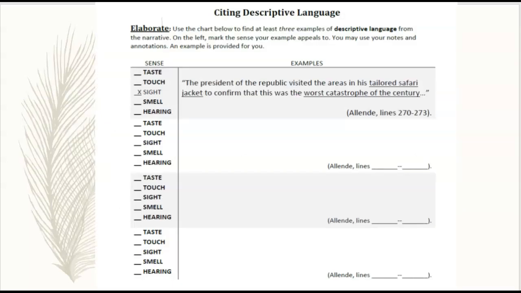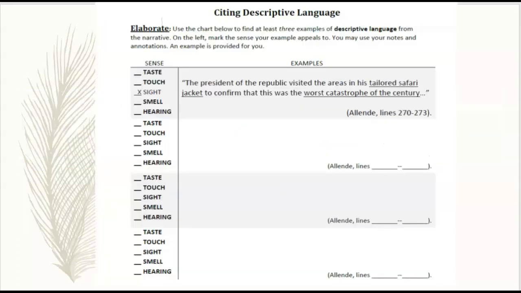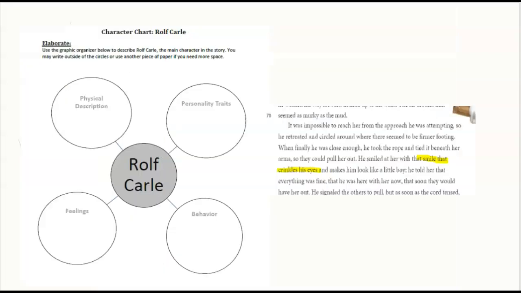Okay, which sense does that one appeal to? Taste, touch, sight, smell, hearing. Okay, you could write that one down. Another one I found was around line 211, where it talks about how they were shaking with cold. So again, which sense does shaking with cold affect? You could write that down and then find a few more from the text and add them to the chart.